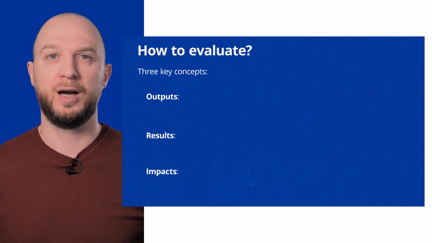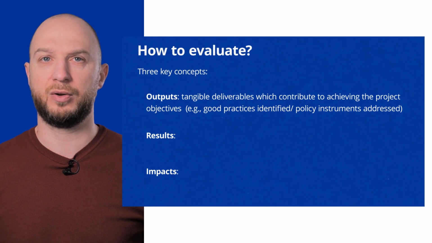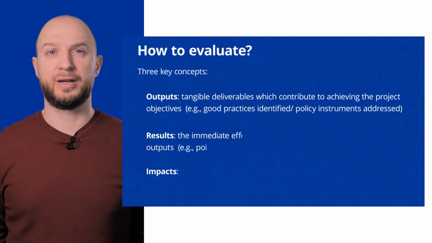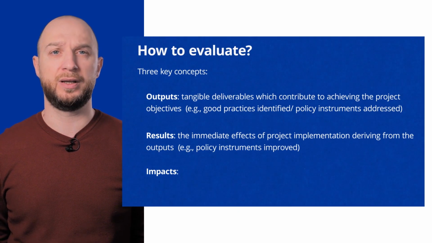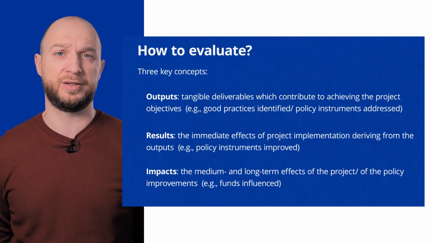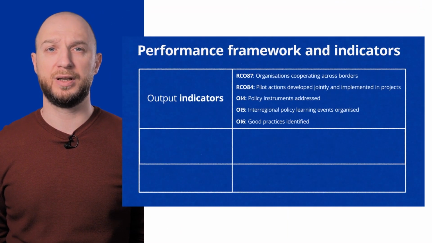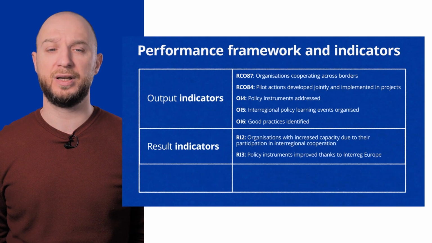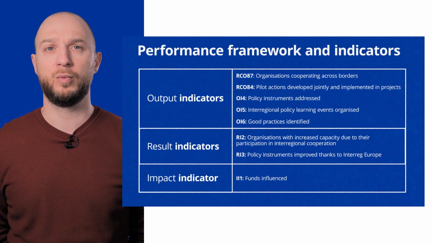When evaluating the performance of the project, three concepts must be taken into consideration: outputs, results, and impacts. Outputs are tangible deliverables which contribute to achieving the project objectives. The results are the immediate effects of implementing the project activities, while the impact refers to the medium and long-term effects of achieving the results. Performance is measured through indicators, and we have put in place 6 output indicators, 2 result indicators, and 1 impact indicator. We will deal with them one by one.